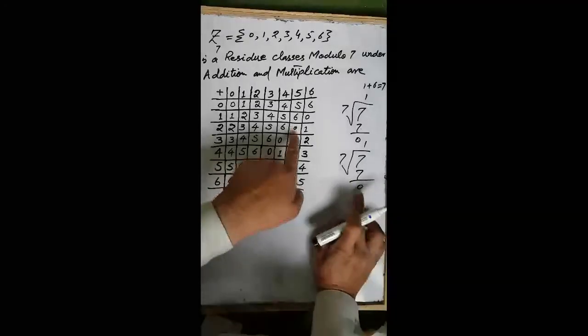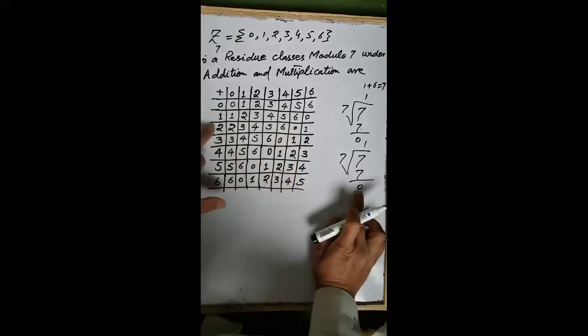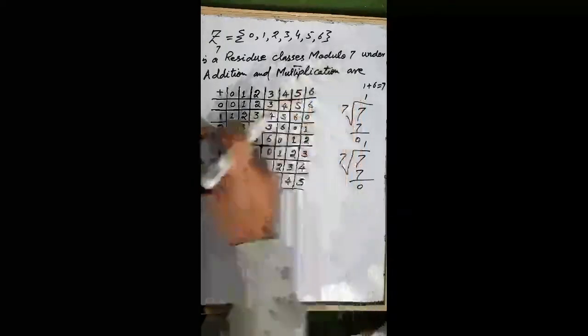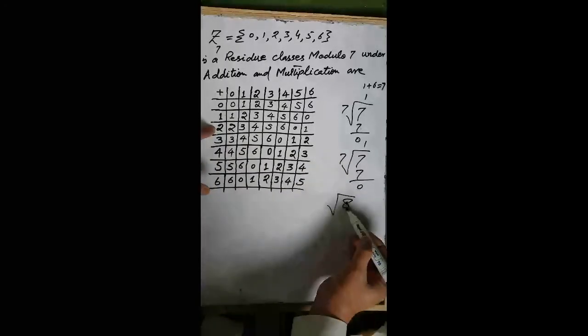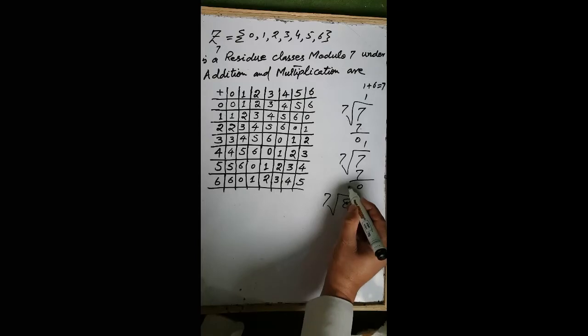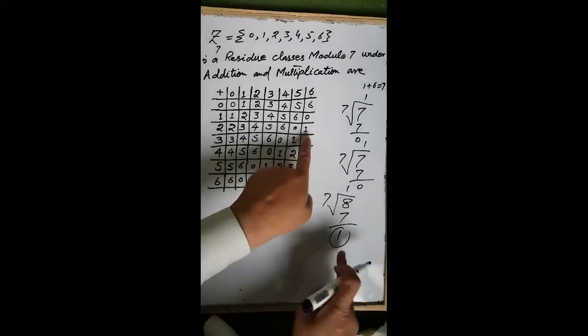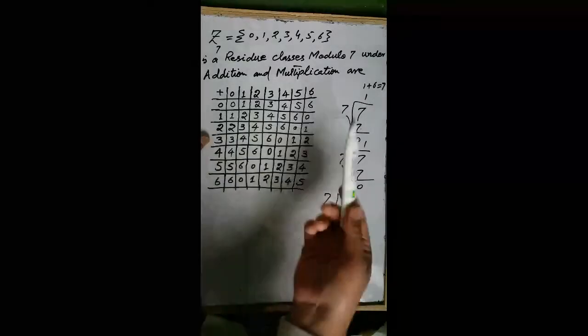Substitute this remainder here, and when we add 2 to 6, 6 plus 2 is equal to 8. Divide this result by 7. 7 multiplied by 1 is equal to 7. This result, substitute this remainder here, and so on.